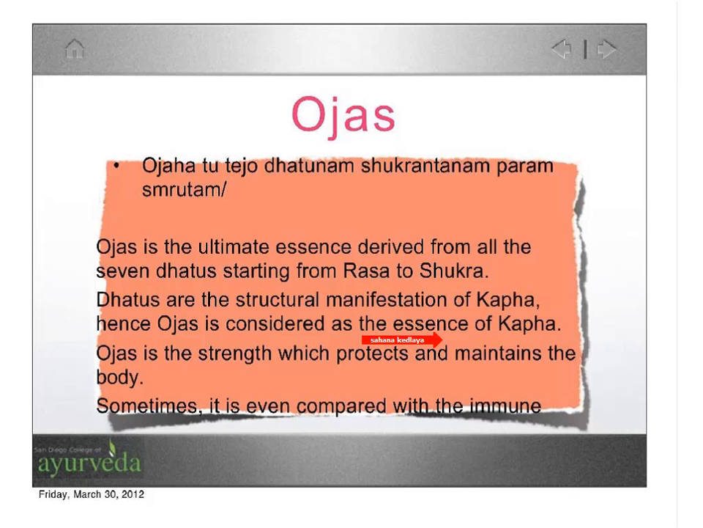This is the finest, the purest, most potent form of Kapha. Similarly, the essence of Vata is considered as Prana, and the essence of Pitta is considered as Tejas. So Prana, Tejas and Ojas, these three are the important factors we look at in a person when we are examining a client.